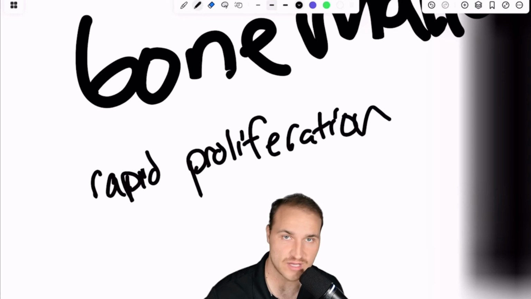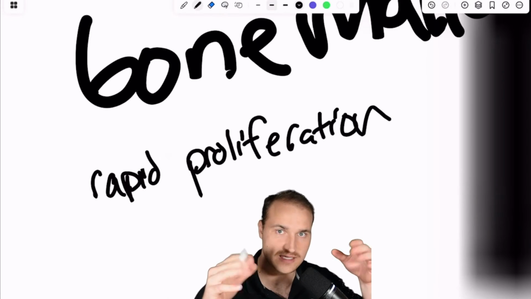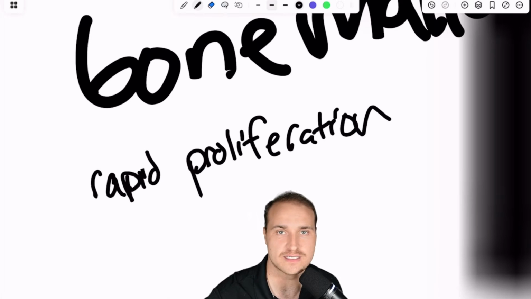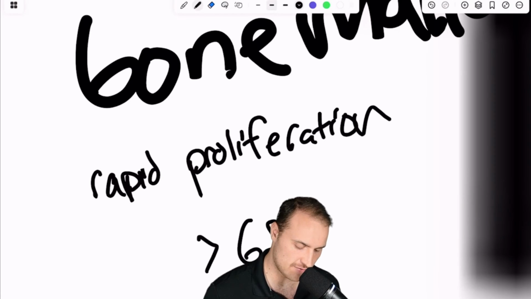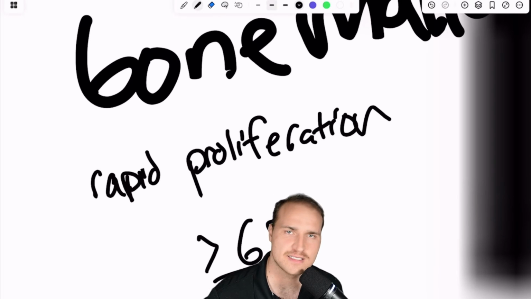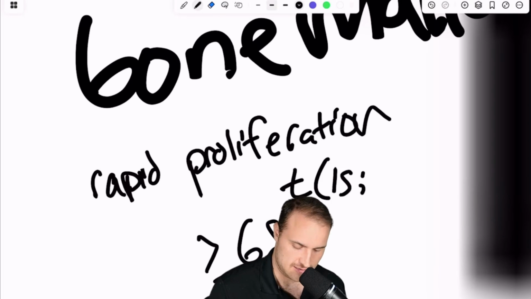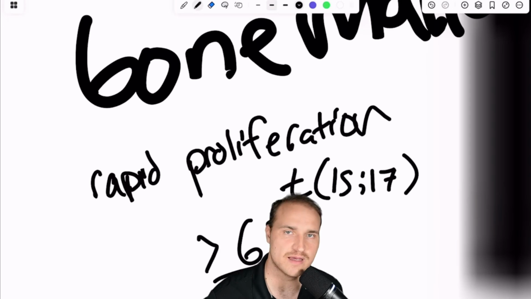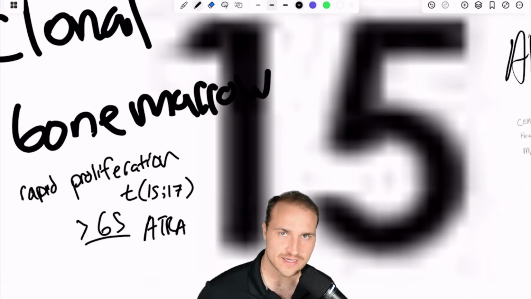Those are called myeloblasts. You get bone marrow failure because of the crowding out of the normal hematopoiesis. And this can happen at any age, but it's most commonly in adults that are greater than 65 years old, but any age. And what causes this is a genetic mutation at 15;17. That's the APL subtype. That involves the PML-RAR alpha fusion gene, and you treat it with all-trans retinoic acid.